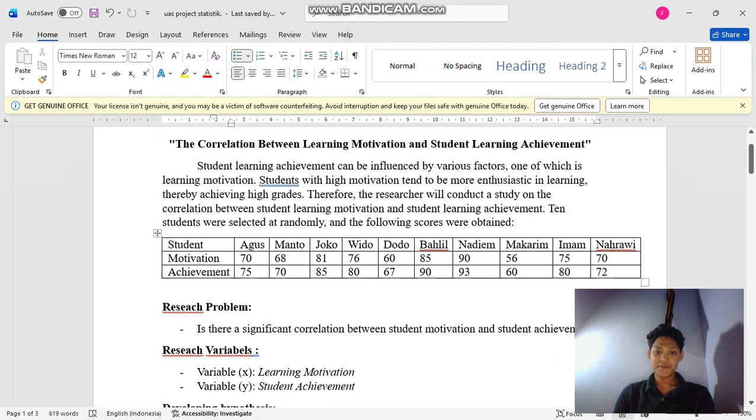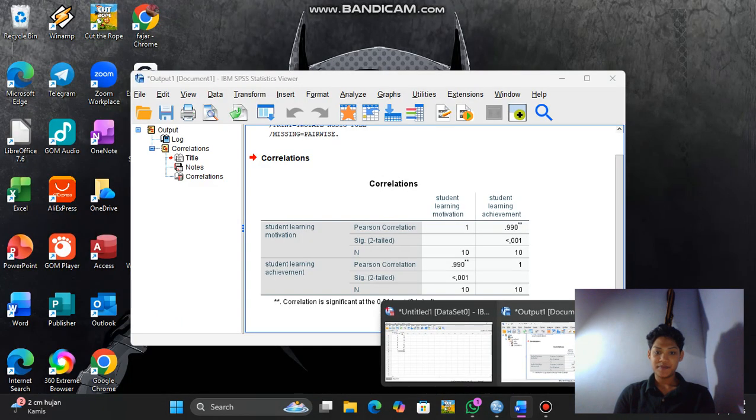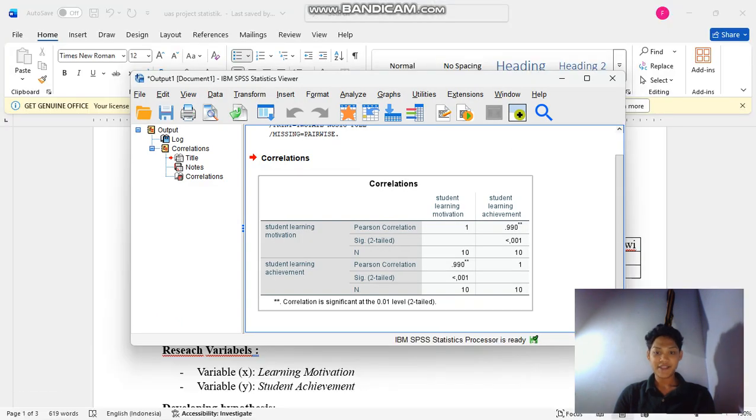Okay, this is the score. After using SPSS, we get the score here. The Pearson correlation score is 0.990, which is very high, close to 1. So we can say the correlation is very strong.